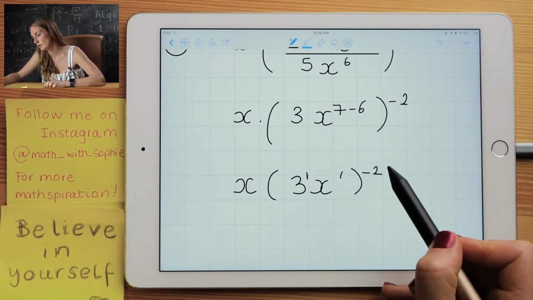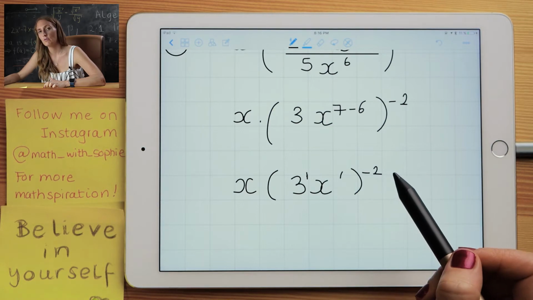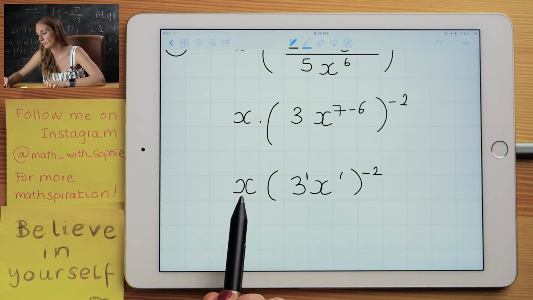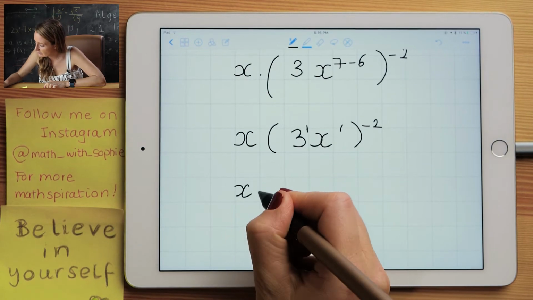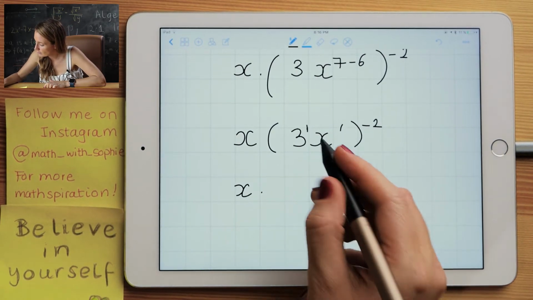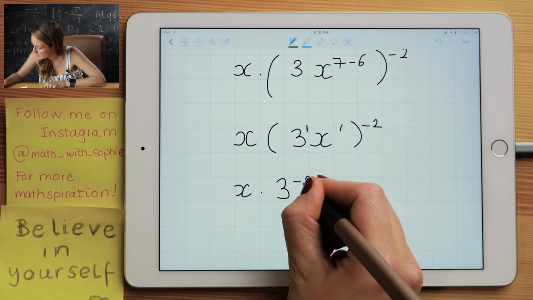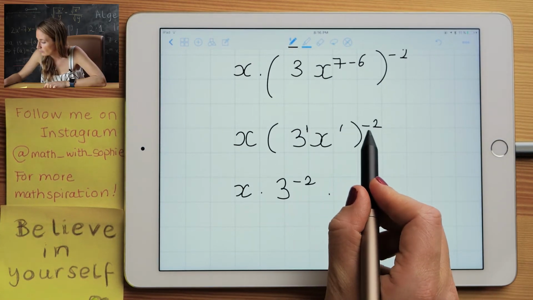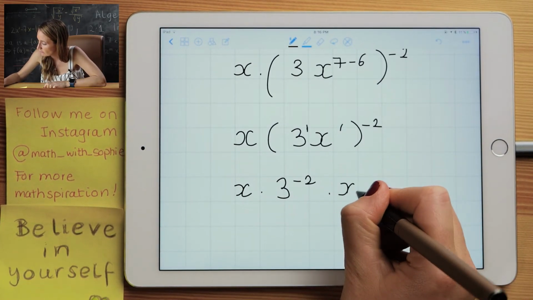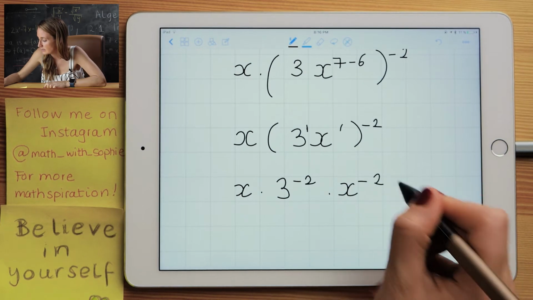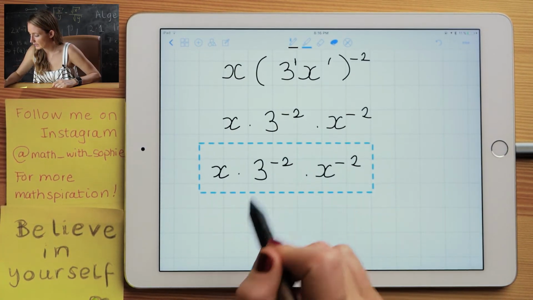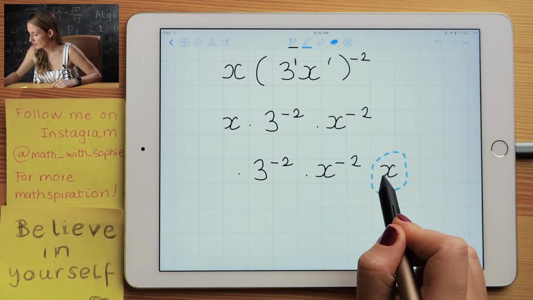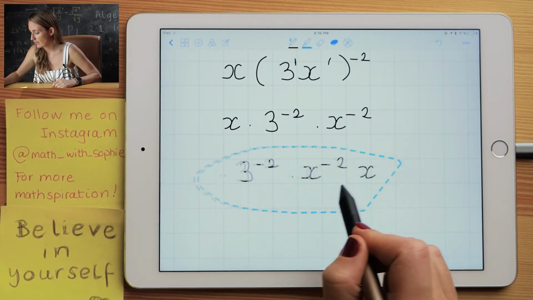The next thing we're going to do is go outside the bracket. Remember, BIDMAS, we're not going to do this multiplying with the x until the end. So we're going to have x here. 1 times minus 2 is 3 power minus 2. And the 1 we're going to multiply with the minus 2 as well. So we're going to have here x power minus 2. The next step is going to be to reorder it a little bit. You always want your numbers in front and your x's together.